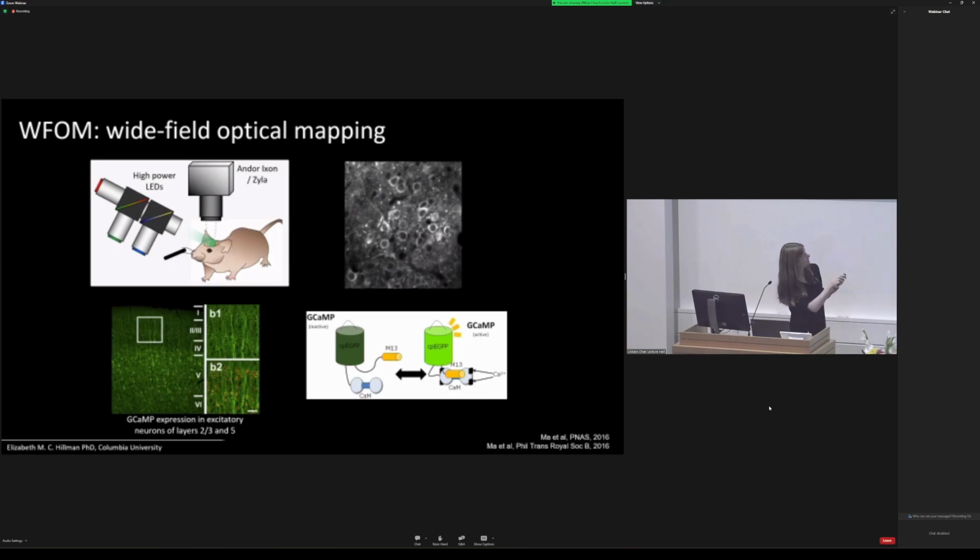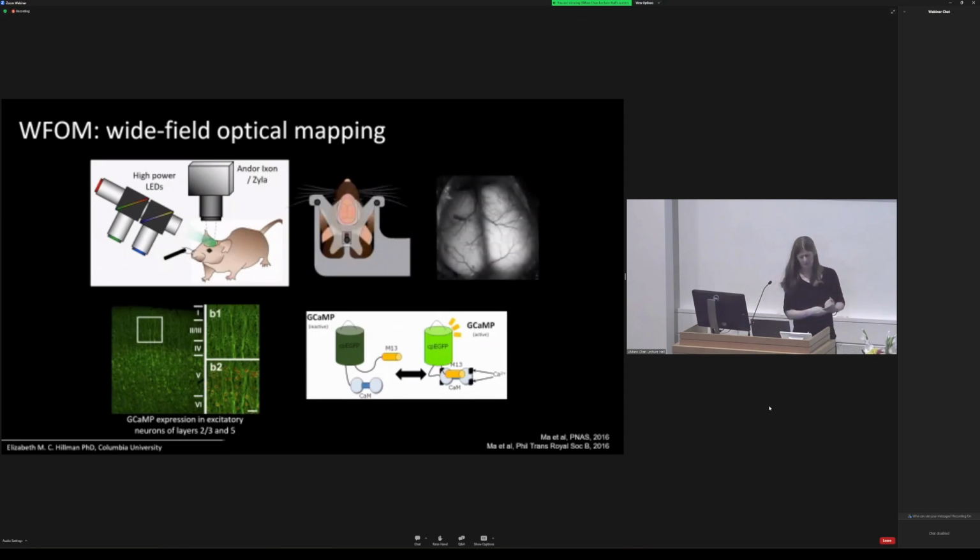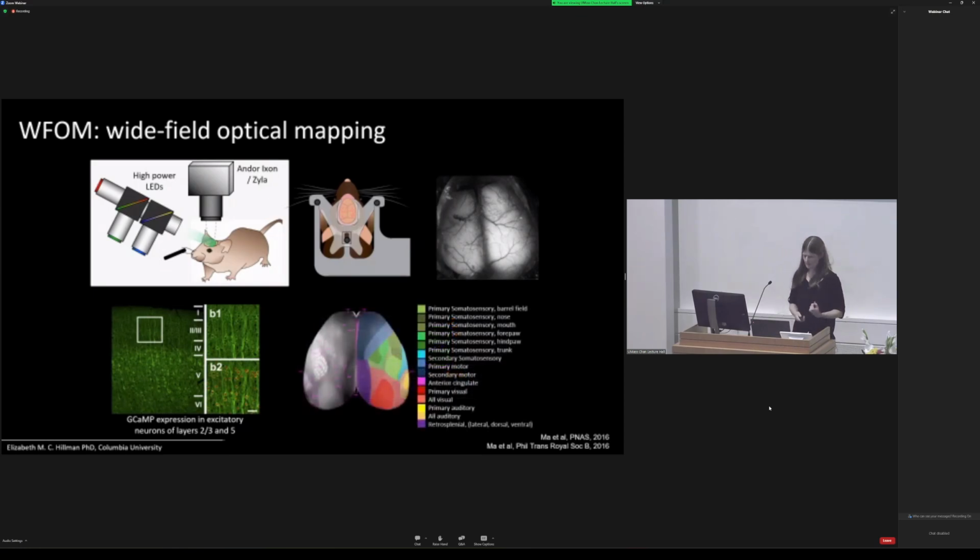Okay, so this technology has been around for a while, and we'll talk a lot more about this at the microscopic scale. But what we realized with this technology was that we could also image this on a mesoscopic scale. So you can express this calcium-sensitive green fluorescent protein in the excitatory neurons of the brain. You can thin the skull, you can expose the whole surface of the brain here, and then you can see all of these great regions of the brain.